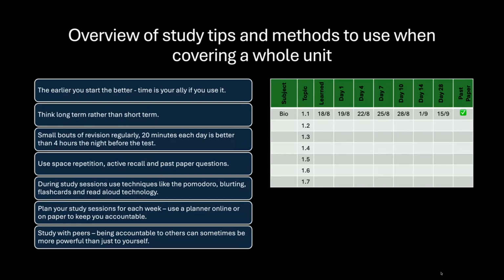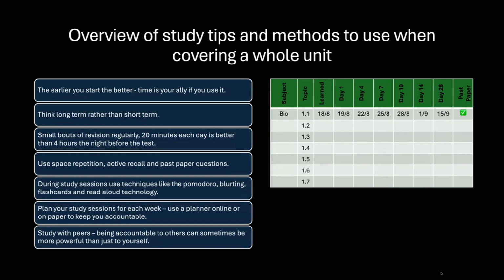So if you spend all your revision time just simply with input, i.e., revising, trying to get information into your head, then you're not going to be very good at the output part. And that's where active recall really helps. And alongside active recall are doing past paper questions, because again, that's testing the same principle.